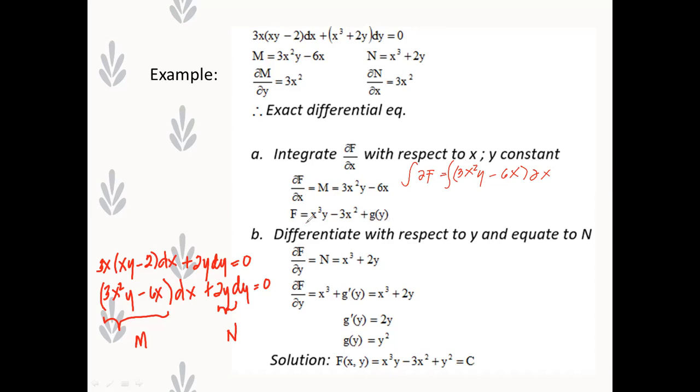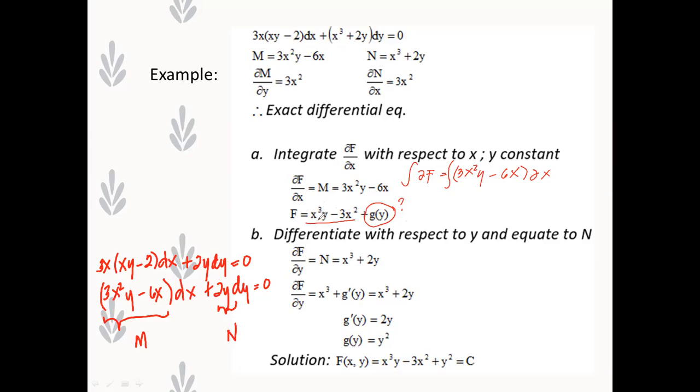This is actually already the terms that appear in the solution of your DE. But you are required to find the g of y. How do you find the g of y? The answer that you have here, you differentiate with respect to y. So the answer that you got in the first step.